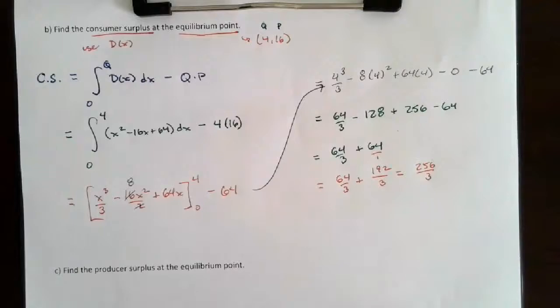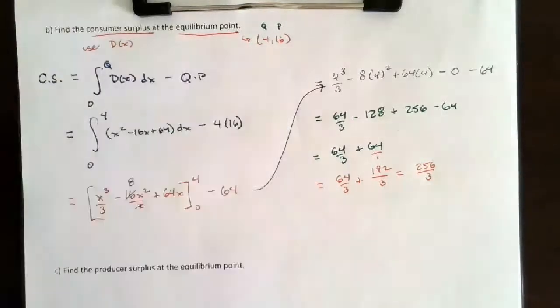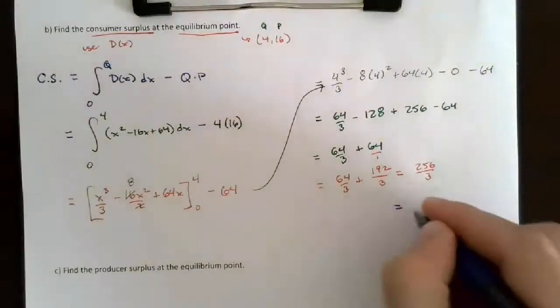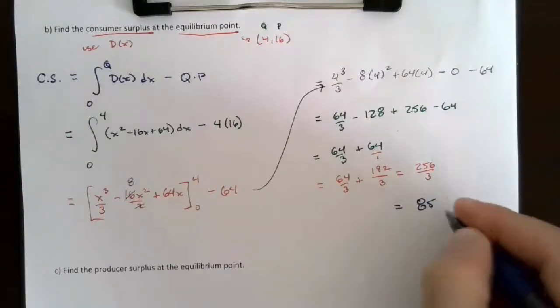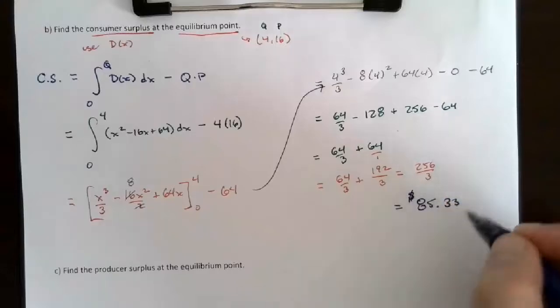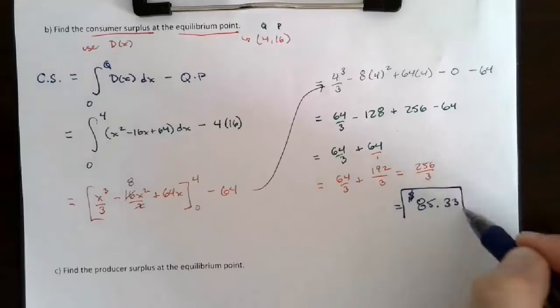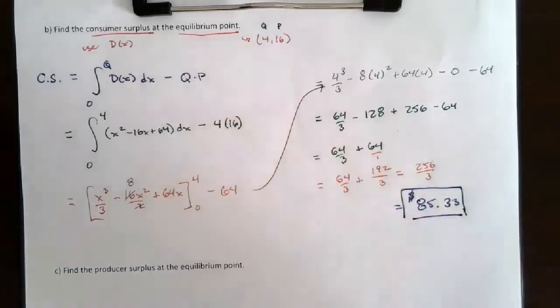And since we're talking about money, this is going to be the consumer surplus. 256 divided by 3 comes out to 85.333 repeating. We're going to do this as 85.33. Remember, money, 2 decimal places for the change, so $85.33 will be our consumer surplus.